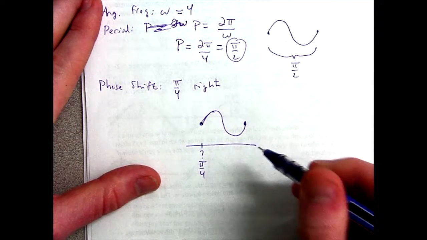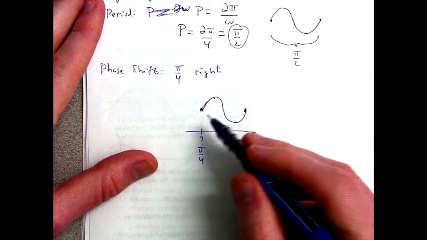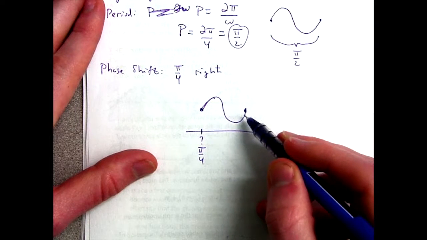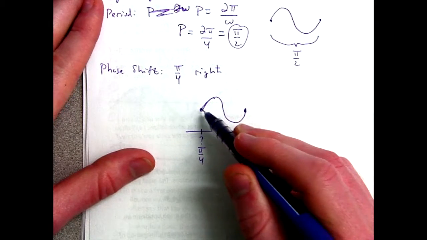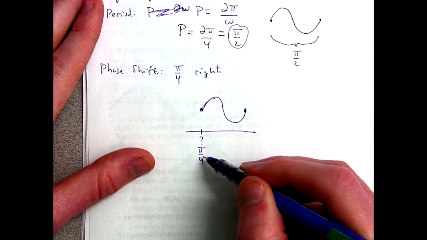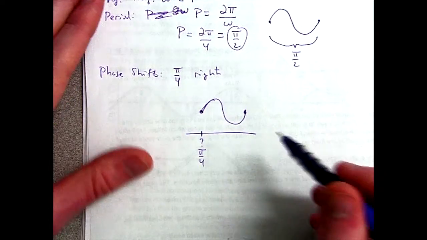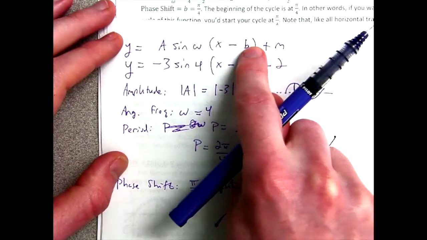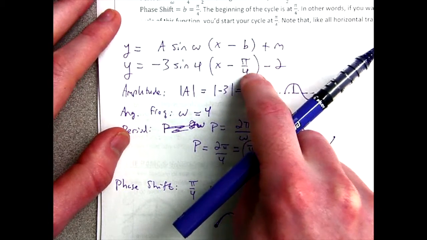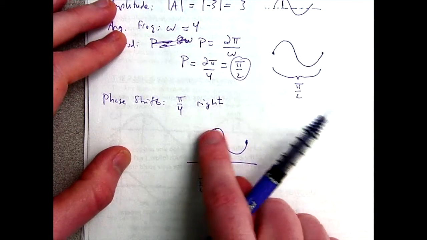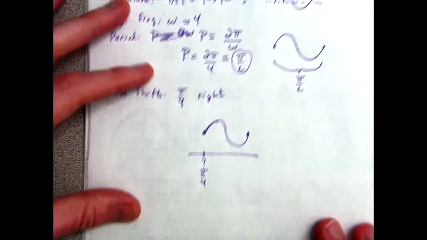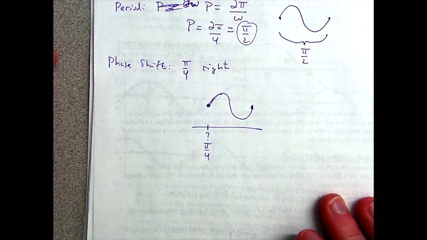Okay, so if you wanted to actually graph one full cycle of this function, and we're not going to do that here, then you would begin your cycle at pi over 4. So when I'm talking about the beginning of the cycle, that's what I mean. All right, b is pi over 4. The cycle that you're going to graph, if you were graphing this, would begin at pi over 4.